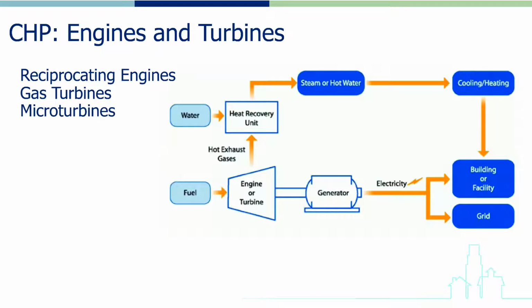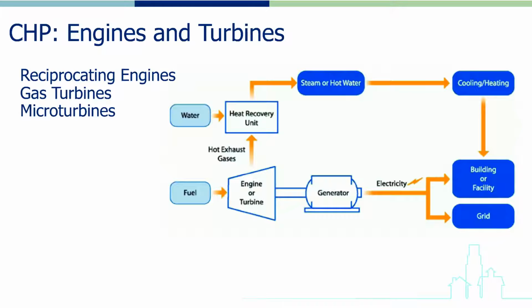Reciprocating engines, gas turbines, and microturbines all operate in much the same way when they are used in CHP systems. As can be seen in the bottom part of the diagram, a source of fuel fires the engine or turbine that then powers a generator that creates electricity, similar to any distributed generation application. The difference, as can be seen in the top part of the diagram, is that the waste heat exhausted by the engine or the turbine is captured, or, quote, recovered, and then used to create steam or hot water.